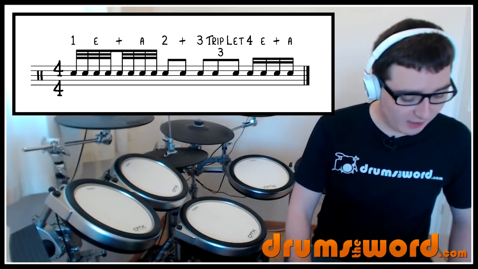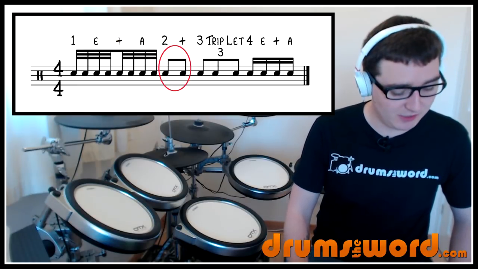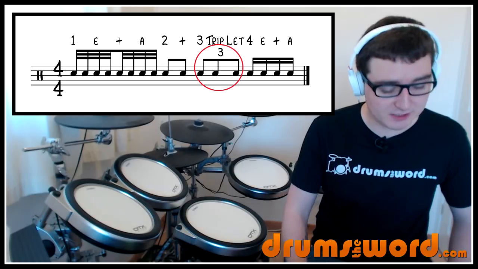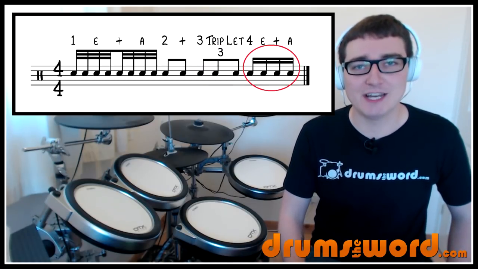And finally, in this example, beat one contains eight 32nd notes, beat two has two eighth notes, beat three contains the eighth note triplets, and beat four has been filled with four 16th notes, and it sounds like this.